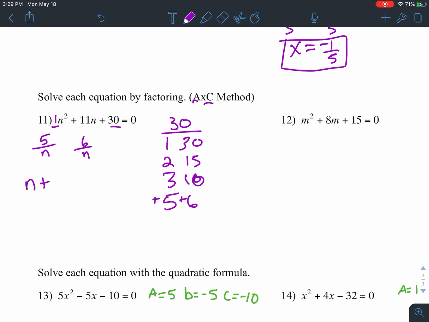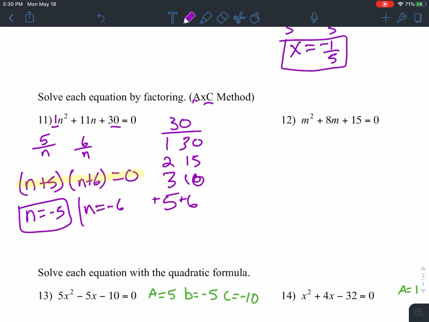And then we write our answer n plus 5 in parentheses and n plus 6 in parentheses, set it equal to 0. Now, we're not done. This looks just like problem number 9. Okay, we still got to solve and get an answer. So because there's no number in front of those n's, we can just take the opposite. So my answer is negative 5 for this one, and my answer is negative 6 for that one. And you're done.